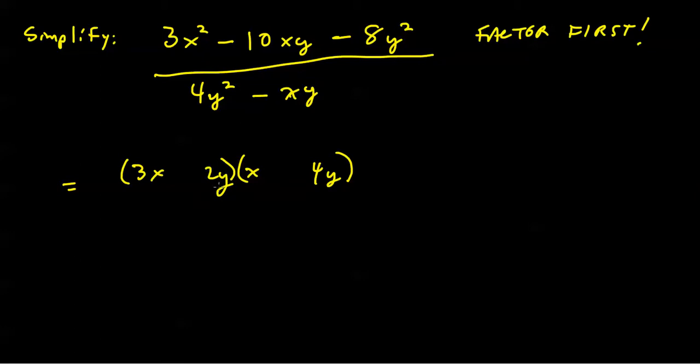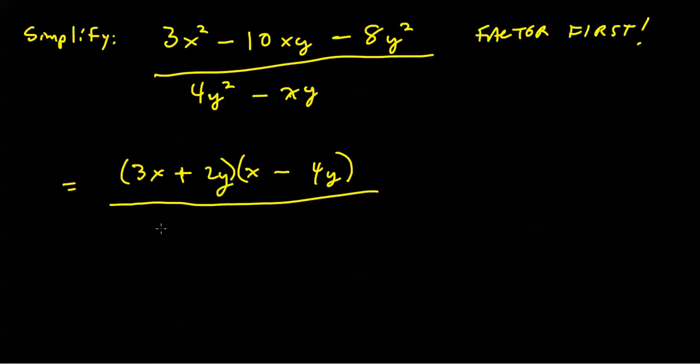And I think 2y times 4y is, of course, 8y squared. So I think I can play with the signs. If I get a minus 4y, that will give me an outer product of negative 12xy, and then the inner product would be plus 2xy times x would be plus 2xy. And indeed I get the correct inner and outer sum. Alright, so that factors the numerator.